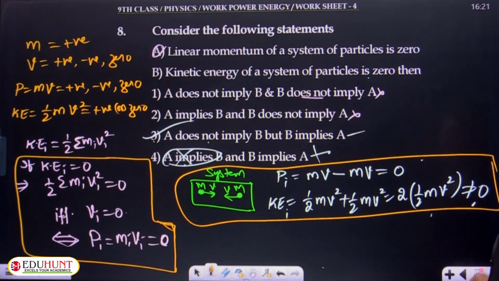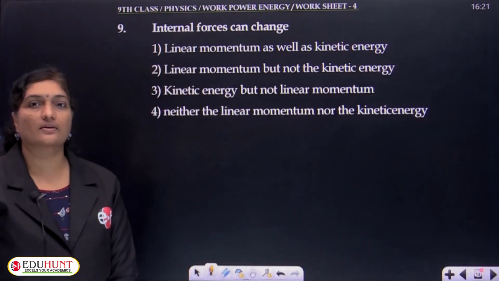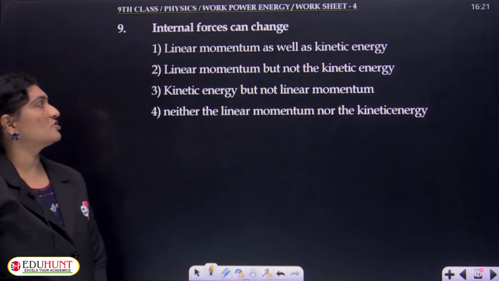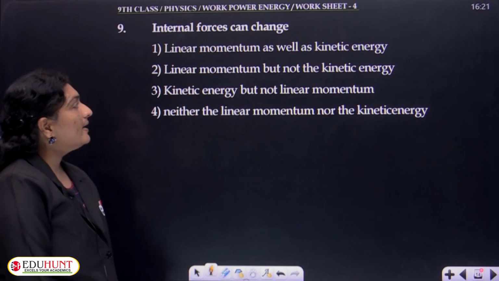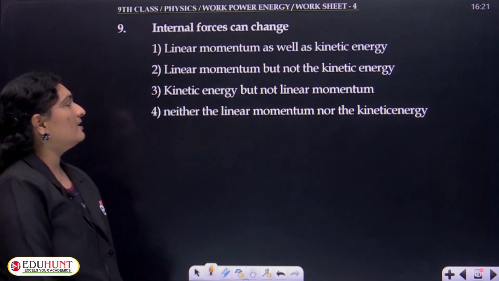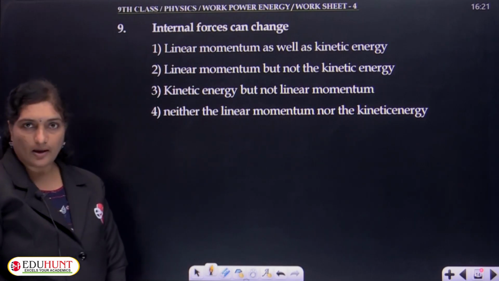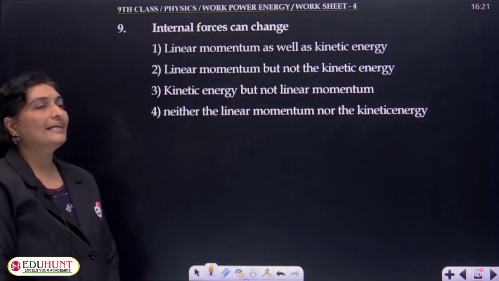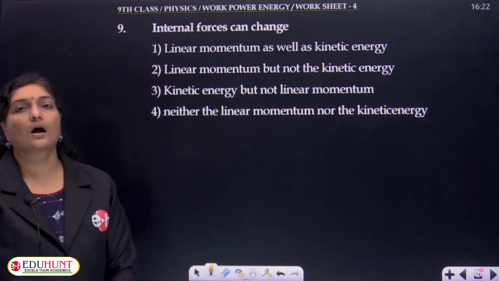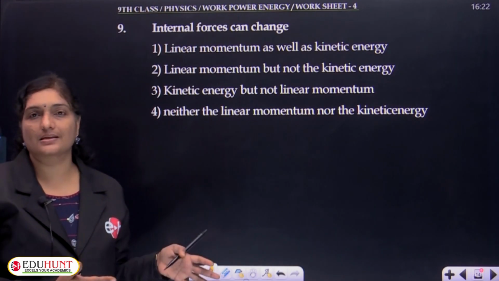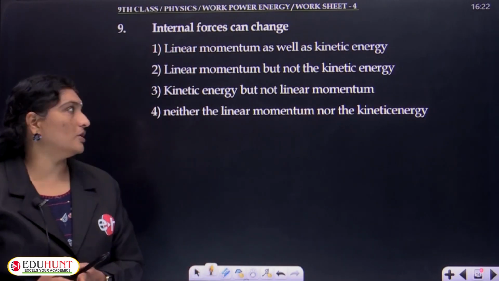So moving to the next one, the 9th question, internal forces. What is given, children? Internal forces can change linear momentum as well as kinetic energy, linear momentum but not kinetic energy, kinetic energy but not linear momentum, or neither of them. So what internal forces are? Just now we discussed that mass is always positive, whereas velocity can be positive, negative or zero.